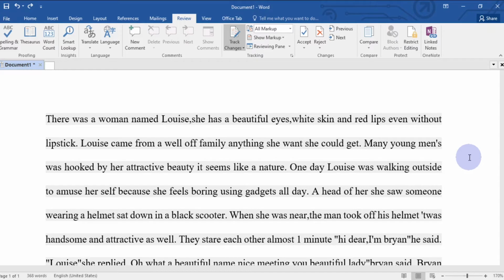Alright, here's a text that has several mistakes. Let's carefully read it and discover these mistakes and correct them. Okay, there was a woman named Louise. There was a woman named Louise. She has a beautiful eyes, white skin, and red lips, even without lipstick. In this first line, there are many spots that should be changed and corrected.